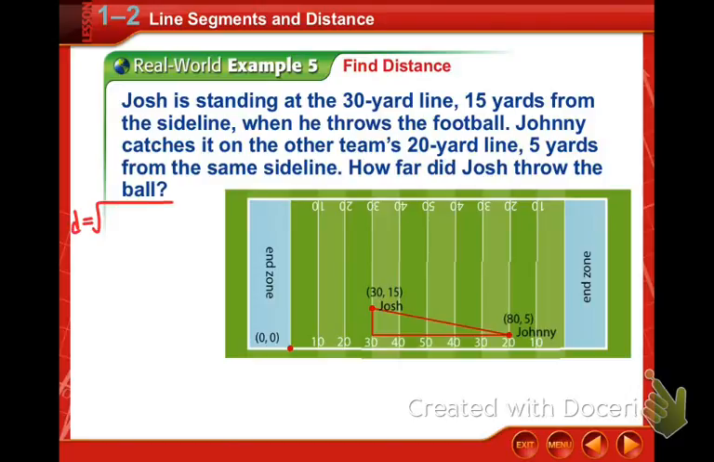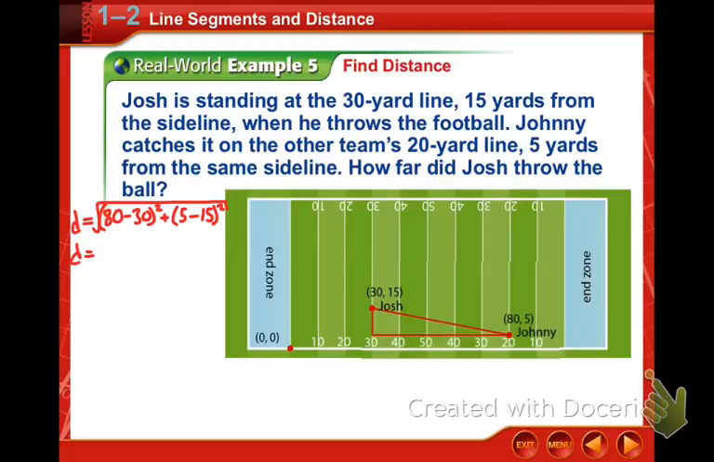So d is the square root of 80 minus 30 squared. You can start with the other number. You can do 30 minus 80 if you want. You're going to end up with a negative on one of these. So it's going to be 5 minus 15. Just got to make sure you put the signs right, but really it doesn't matter as much because we are going to square them in this case.